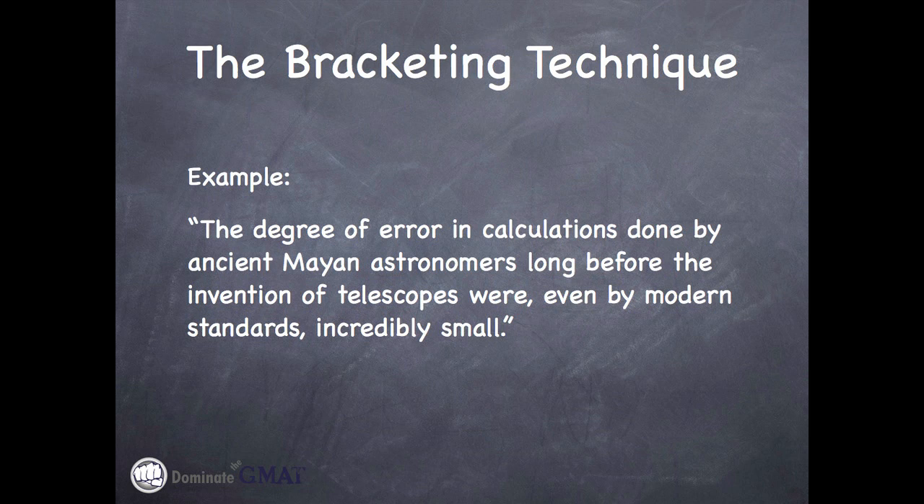I want you to press pause after we read it together and ask yourself, can you see any points of grammar that are incorrect in this sentence? And then I want to teach you a few things. Here's the sentence. The degree of error in calculations done by ancient Mayan astronomers long before the invention of telescopes were, even by modern standards, incredibly small. So go ahead and press pause. Do you see anything wrong with that sentence?